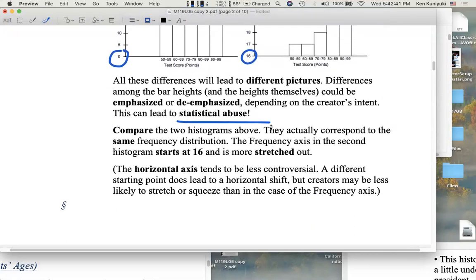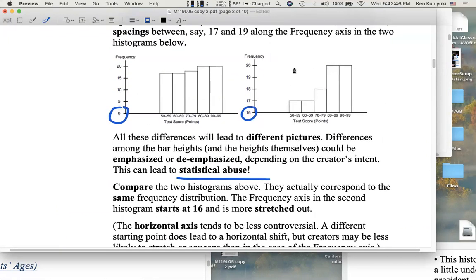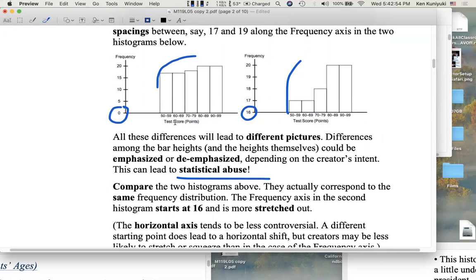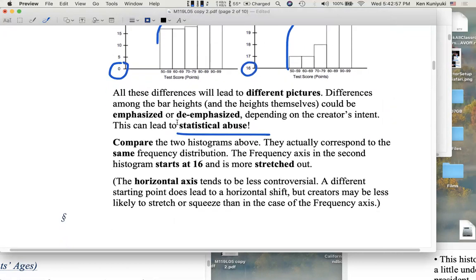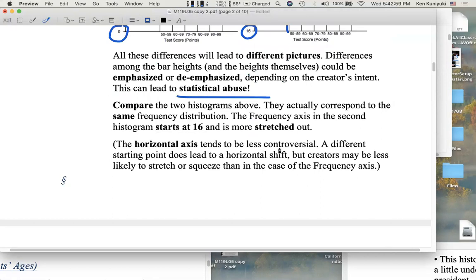Beware of statistical abuse. People might try to trick you based on whether they're trying to emphasize differences or de-emphasize differences. Watch out for charts or line graphs with the Dow Jones or the stock market, for example. You can see these kinds of tricks. The horizontal axis tends to be less controversial, but the vertical axis, people more often abuse.